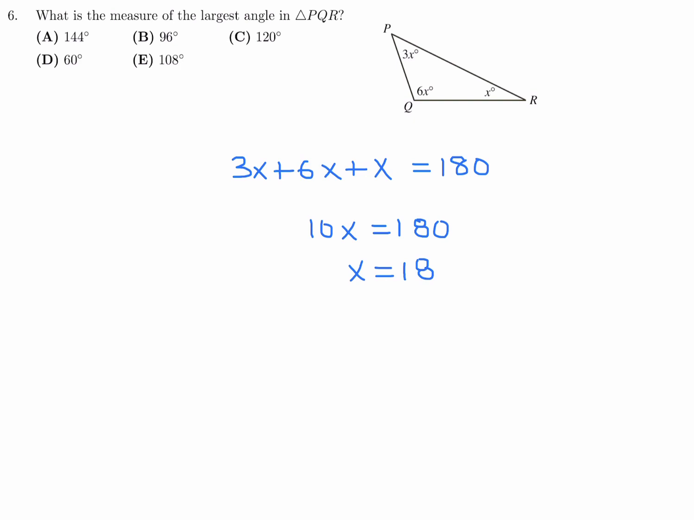Now they want the largest, and the largest is obviously 6x, the largest angle, and therefore that's 6 times 18, and 6 times 18 is equal to 108. So number 6, the answer is E.